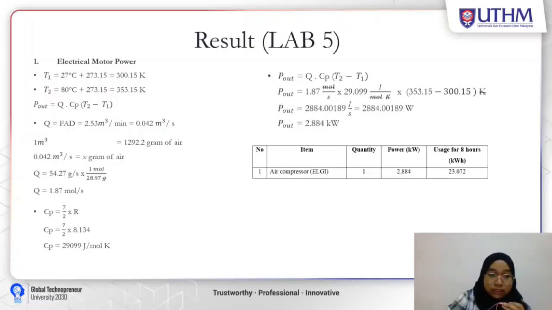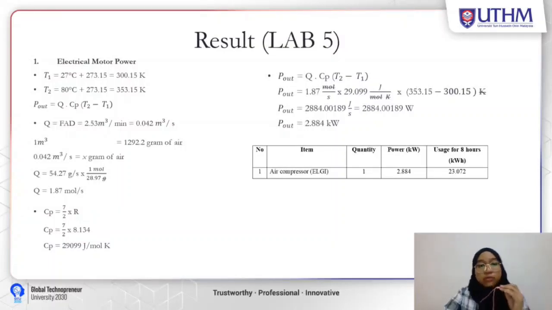And we know 1 meter cube is equal to 1,292.2 gram of air. Then we get the 0.042 meter cube per second is equal to 1.87 mole per second. And the Cp value we calculate using the formula of 7/2 multiplied by R. R is equal to 8.314, resulting in the Cp value equal to 29.099 joule per mole Kelvin.